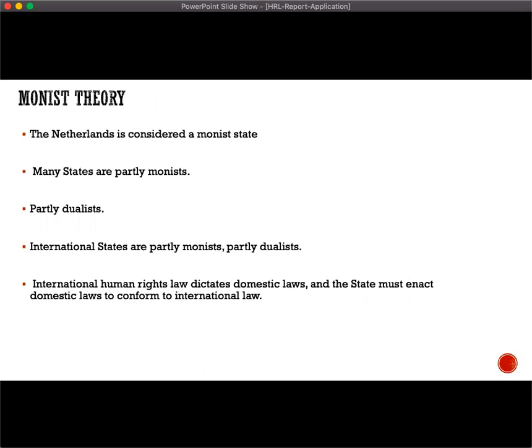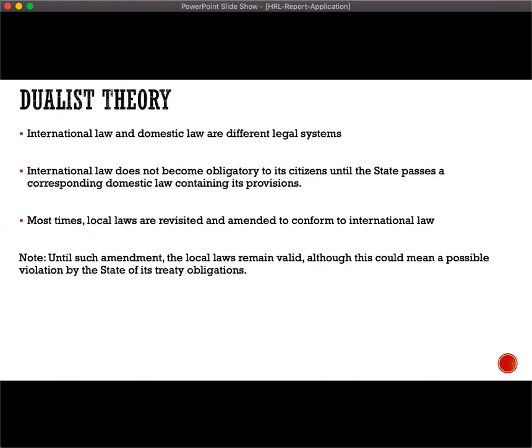Countries that practice the monist theory include the Netherlands. They're considered a monist state. Many states are either partly monist or partly dualist. International human rights law dictates domestic laws, and the state must enact domestic laws to conform to international laws. But in monist theory, as mentioned, international laws form part of the domestic law.